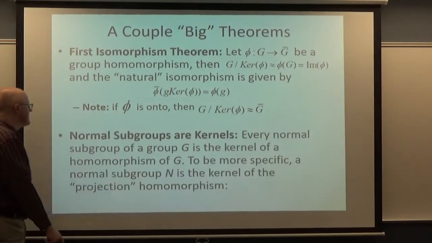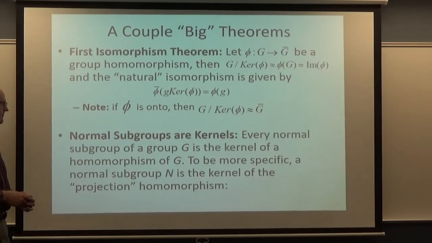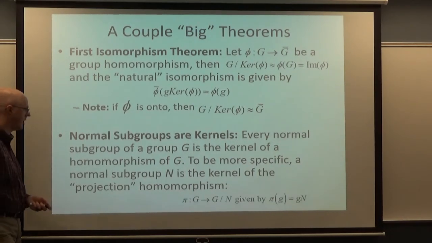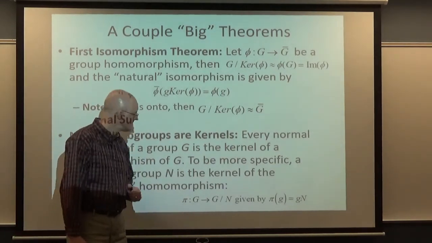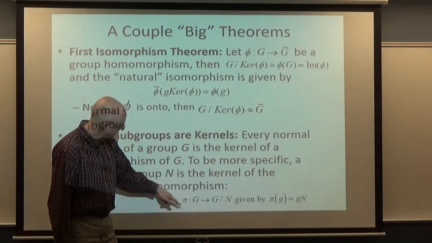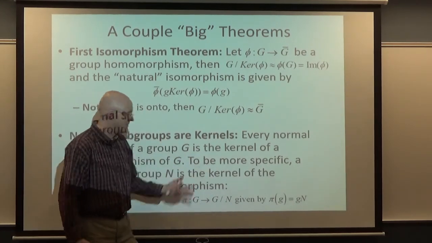A related theorem is that normal subgroups are kernels. Every normal subgroup of G is a kernel of some homomorphism of G, perhaps more than one homomorphism. But you can give one example to be more specific. A normal subgroup N is the kernel of the projection homomorphism that I call pi and many other mathematicians call pi. Our book called it gamma. It's not the number pi, that's a function here, it's a homomorphism from G to the factor group, the natural one.